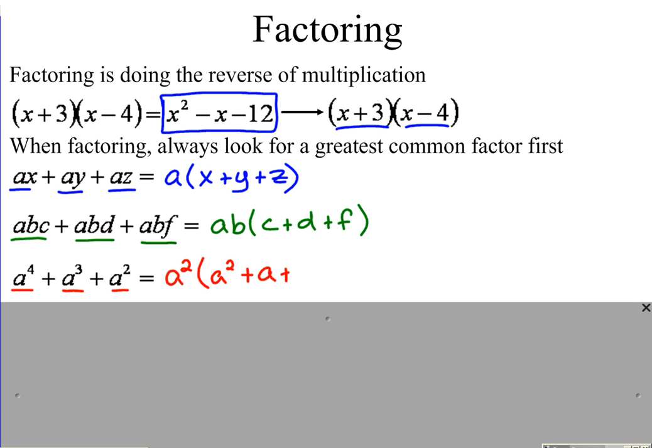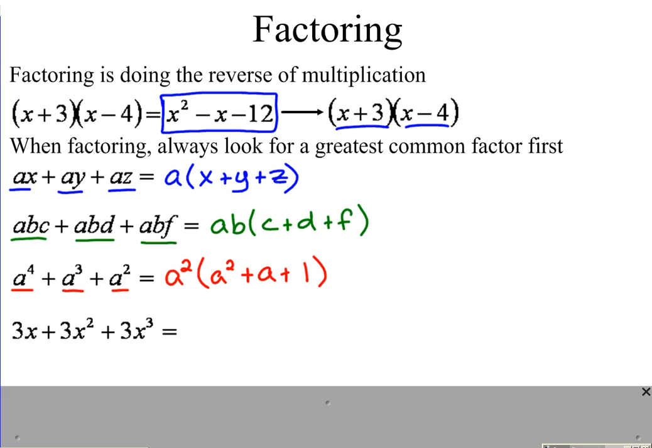Take both of those a's away, and we are left with no a's, but we need to leave a 1 there to hold that place value position so that when I distribute this back through, I get a to the fourth plus a cubed plus a squared. If you don't put that 1 in there, you're not going to hold that place value position.